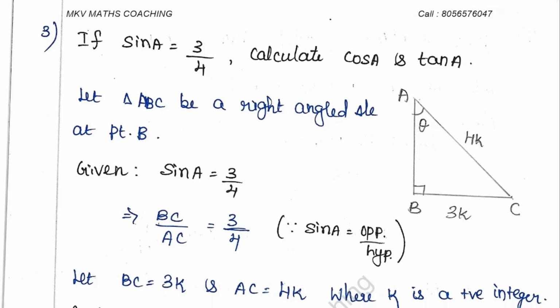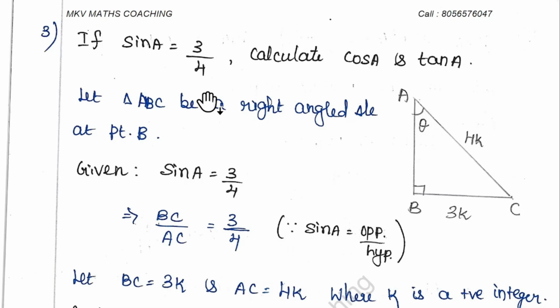So let's begin with the third question. They have given, if sin A is equal to 3 by 4, calculate cos A and tan A. You need to calculate the cos A and tan A. So place the theta in the place of A. Okay. They have given sin is 3 by 4.